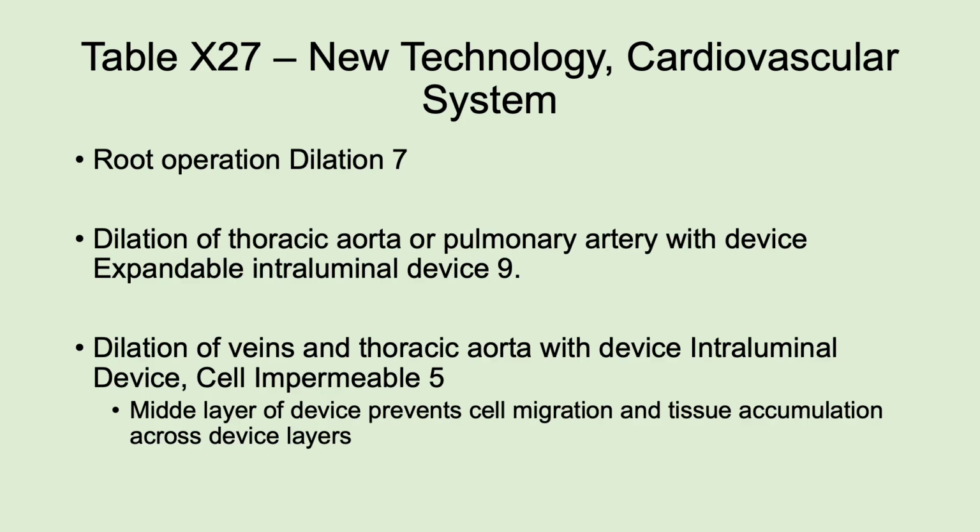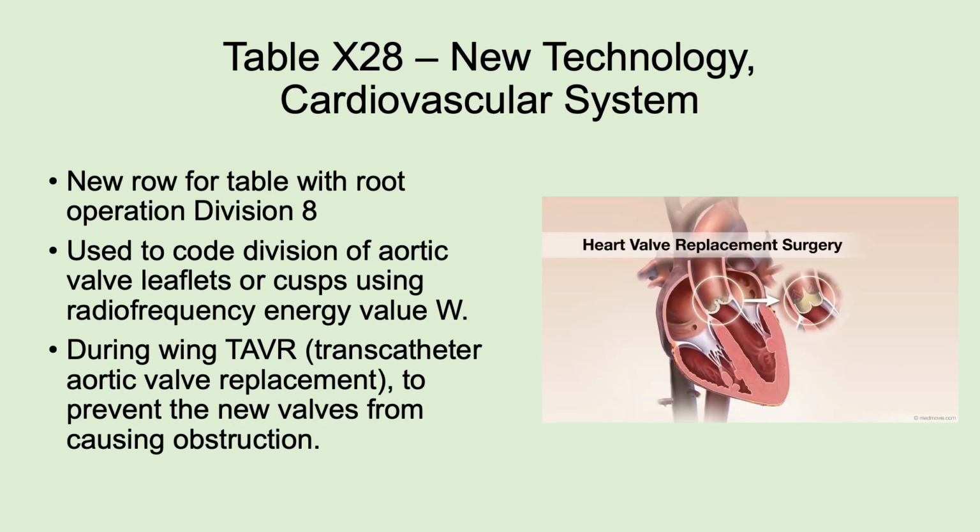So the cell impermeable device is interesting because it's 3 layers, and the middle layer is a block against cell migration and tissue accumulation across device layers. So this is done when there's stenosis, and you put this in, and it keeps tissue or cells from migrating there and causing it to close up again. So that's table X27.